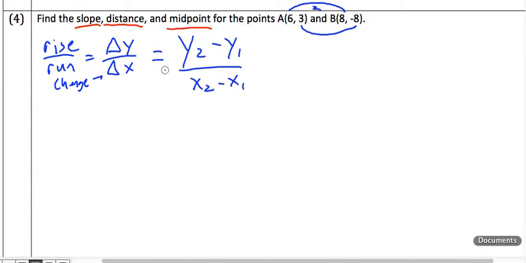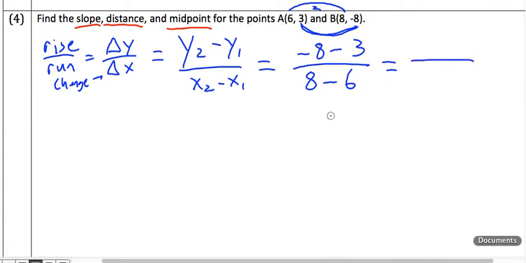Every time we set this formula up, all we're really looking at is how much these numbers grow by. This is going to tell us how much the x's grow by, and we can already see it's going to be a growth of 2. And then this is going to tell us how much the y values grow by, and it's actually going to end up being a drop. So let's go ahead and set this up. y2 minus y1 means -8 minus -3. And then x2 minus x1 means 8 minus 6.